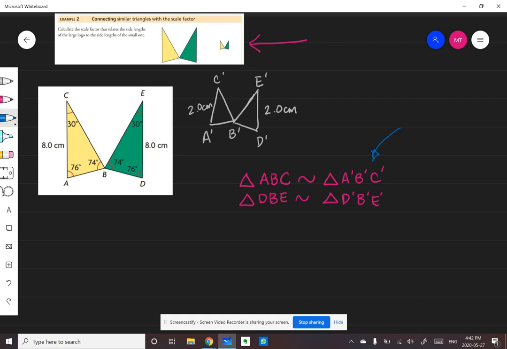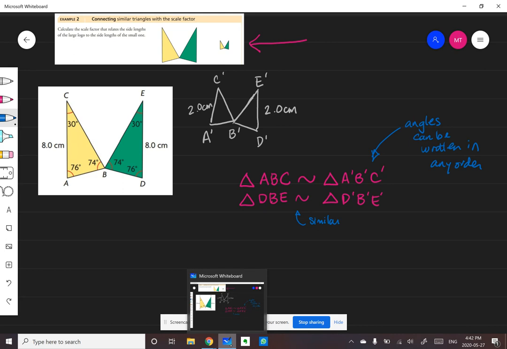One thing to note, you might be asking, what if I write BCA? That's totally fine. The angles can be written out of order. There's actually no order because there's no first, second, or third. So they can be written in any order, okay? And this symbol here represents similar. So it is considered mathematical notation.